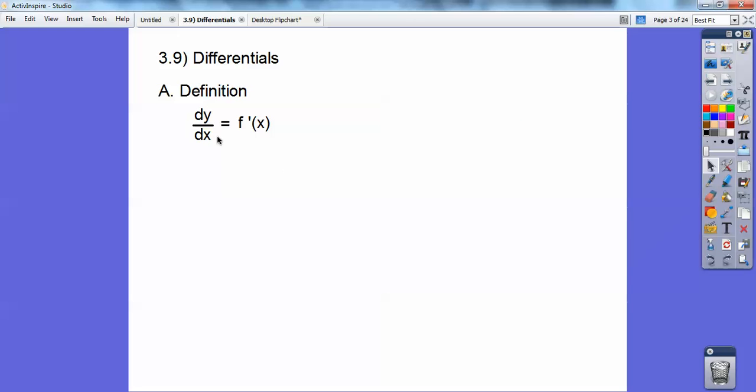Remember, dy/dx is just your derivative. It says the derivative of y with respect to x. What I'm going to do is take this fraction and multiply both sides by the denominator dx, and I get dy equals f prime of x dx. And this dx is going to be our error factor. The change in y, which is dy, equals f prime of x times dx, and dx is the change in x.